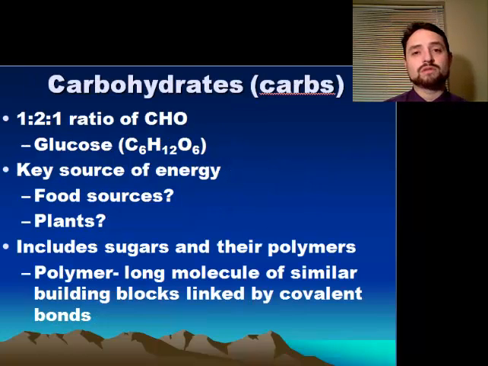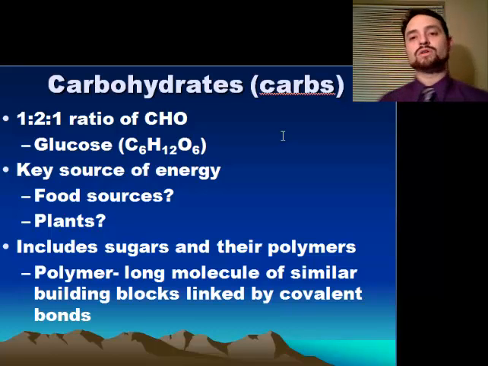Carbohydrates, or carbs, as they're sometimes called, have a 1 to 2 to 1 ratio of carbon, hydrogen, and oxygen. So for instance, glucose has 6 carbon, 12 hydrogen, 6 oxygen. You can see that right here. If you break that down, you can say that's a 1 to 2 to 1 ratio, and that's how all carbohydrates are. If you know one of those, then you can figure out the rest of how many carbon, hydrogen, and oxygen it contains.